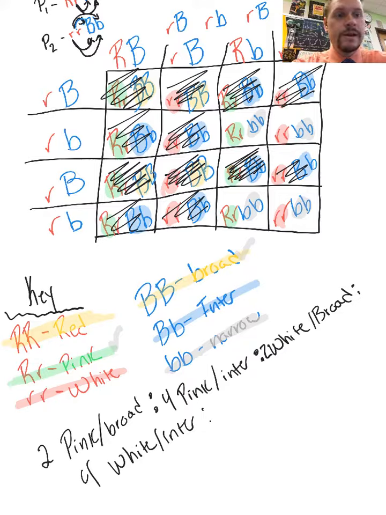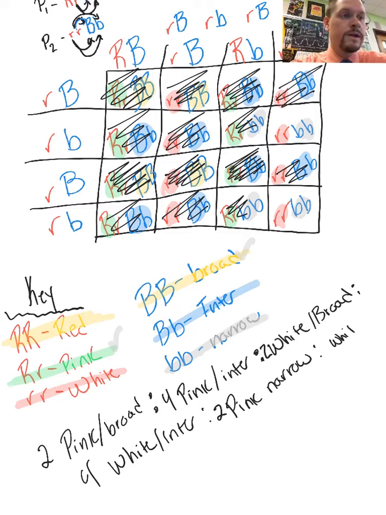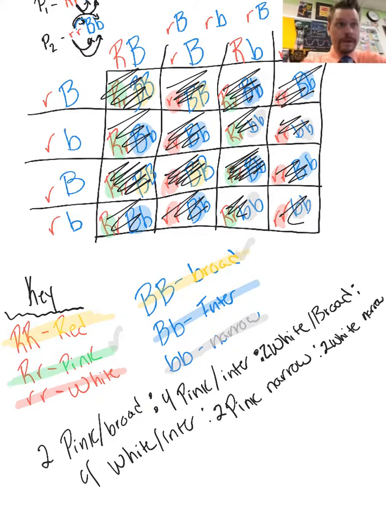Oh, not yet. Next one down we have green and little b's, so we have pink and narrow. So pink and narrow, we have 1, 2, and then our final one is our total recessive, so white, narrow, and those are 1, 2. So your final ratio, after you've done all this work, you end up getting a 2 to 4, 2, 4, 2, 2 ratio. And that's how you solve that problem.